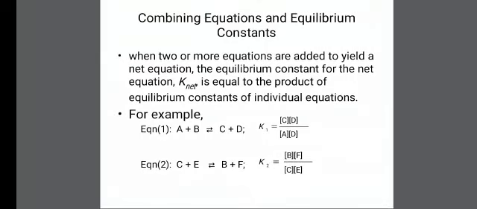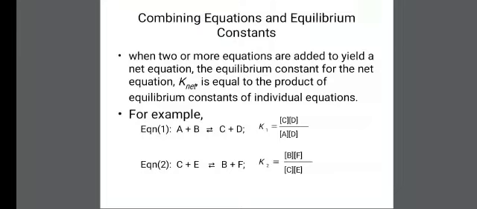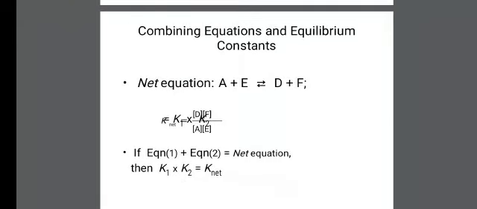Combining equations and equilibrium constants. When two or more equations are added to yield a net equation, the equilibrium constant for the net equation is equal to the product of the equilibrium constants of the individual equations. Equation 1: A plus B is the reactant, C plus D is the product, and the arrow between them shows the equilibrium. The equilibrium constant for this reaction is equal to the concentration of products, C and D, divided by the concentration of reactants, A and B.